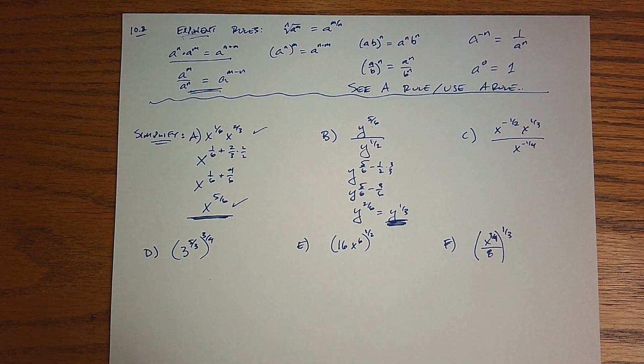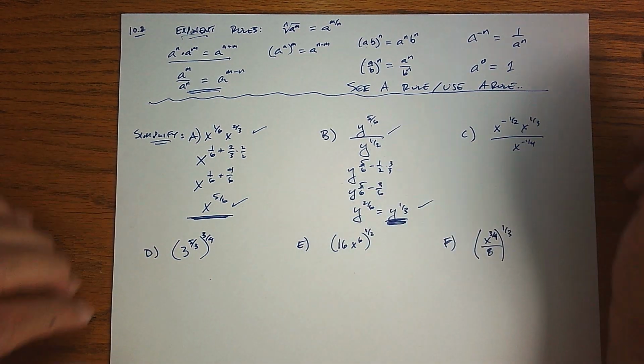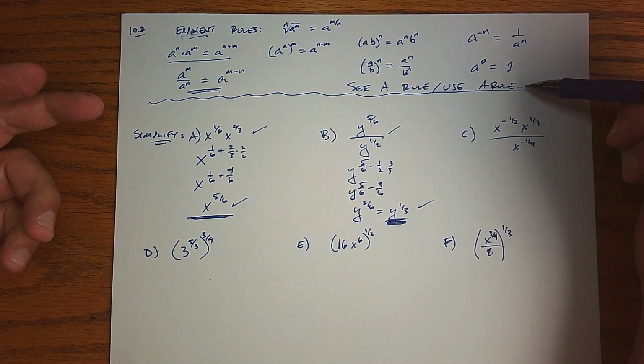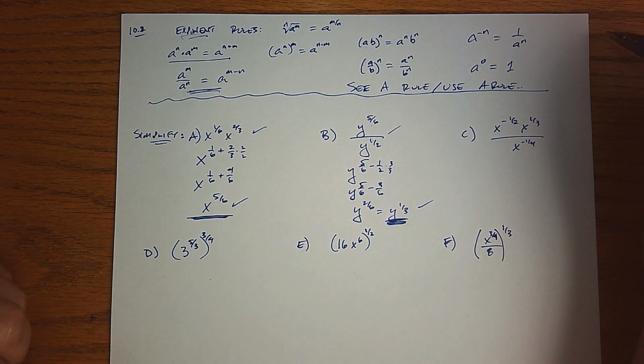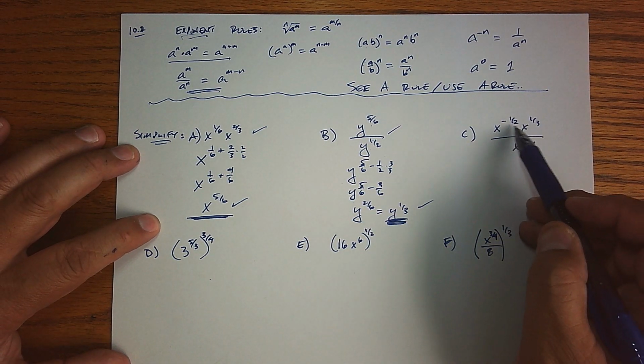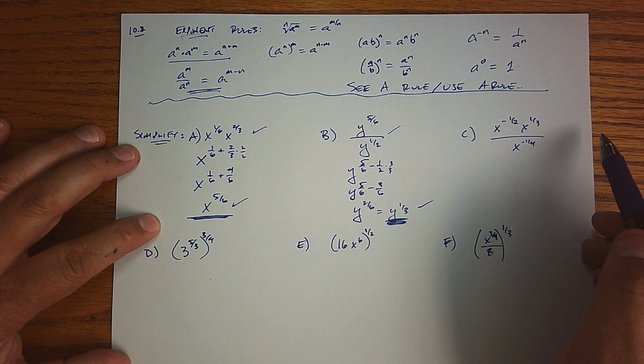So again, we started with fractional exponents. We end with fractional exponents. We saw a rule. We used a rule. We simplified. Everything is good. Next example. Lots of things we can do, but what do you see first?